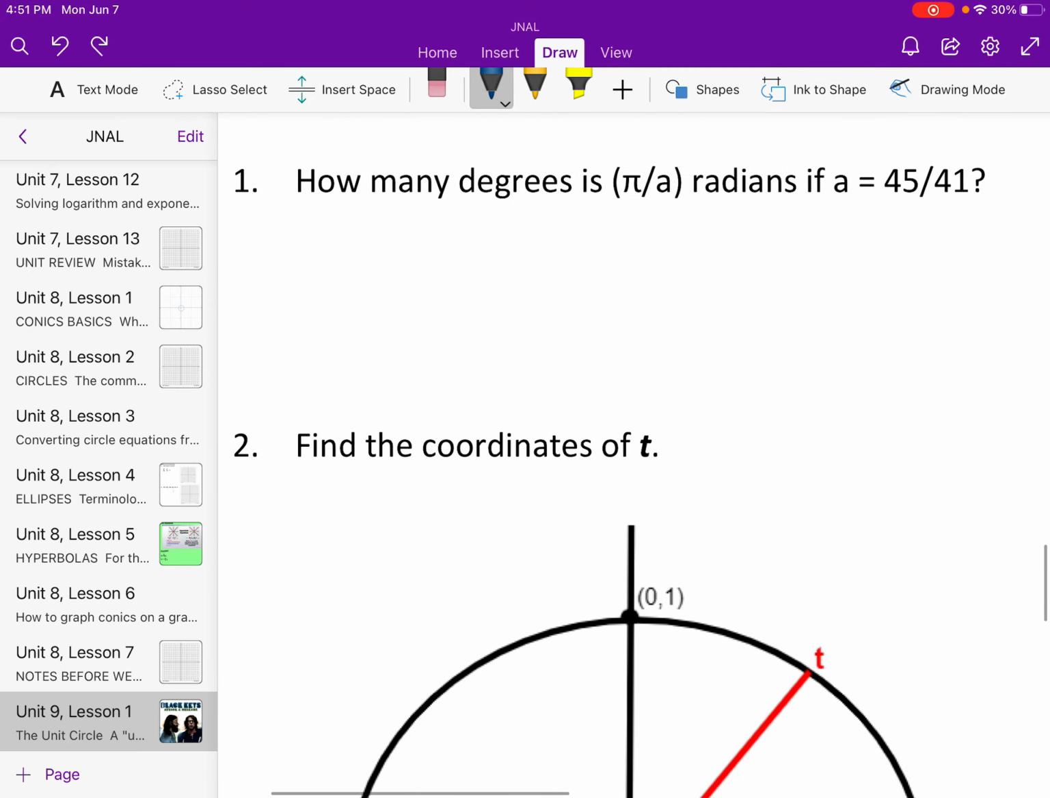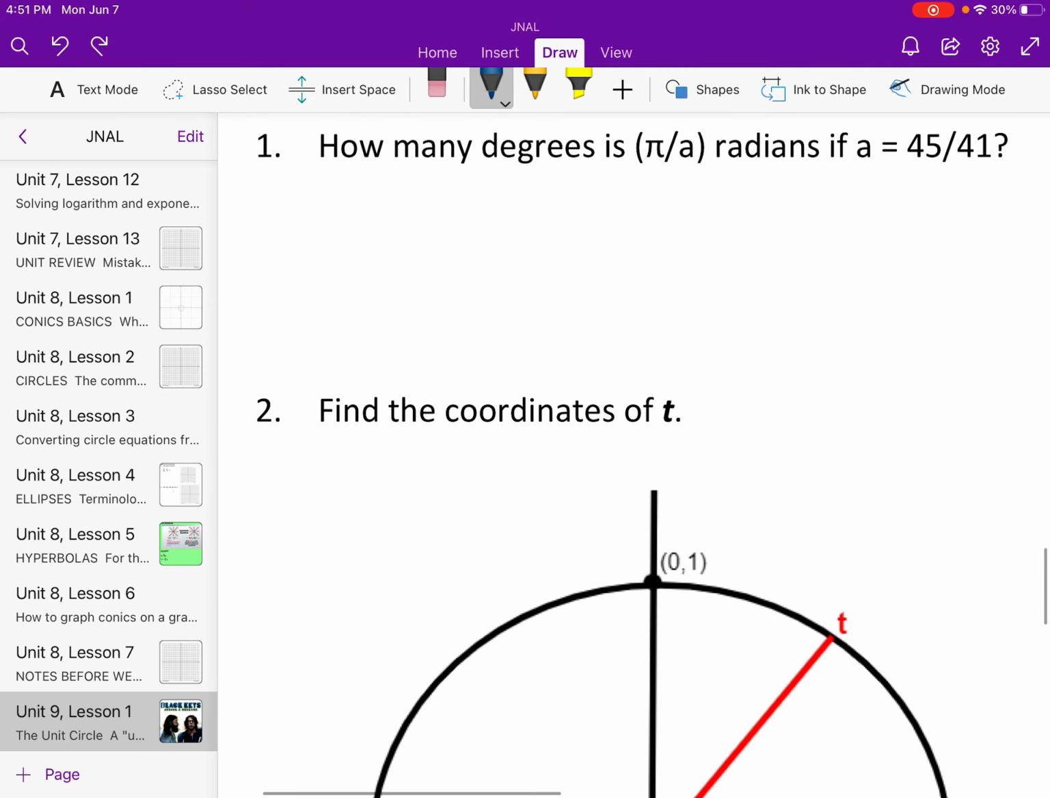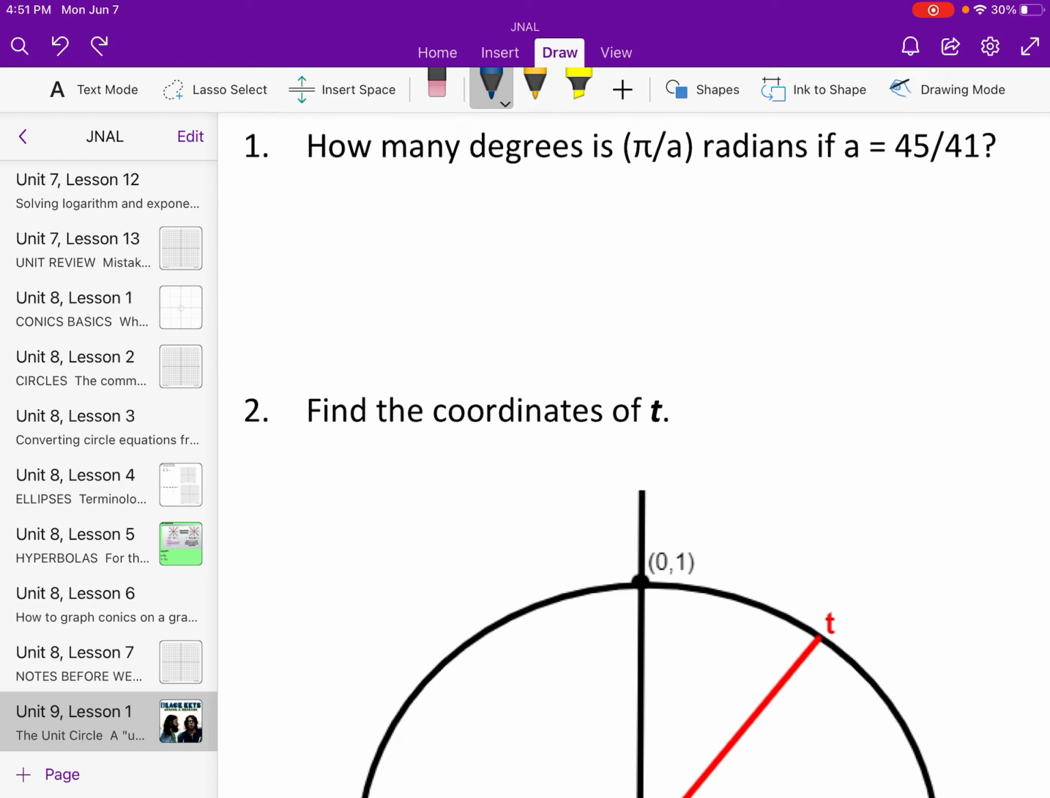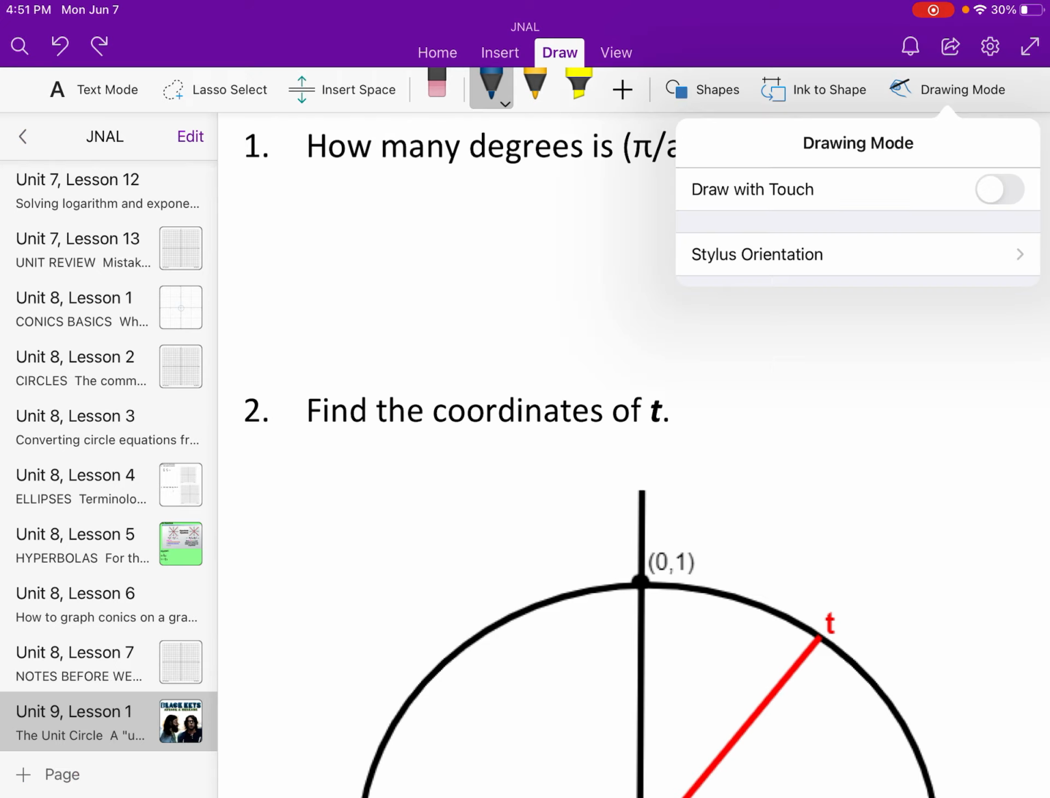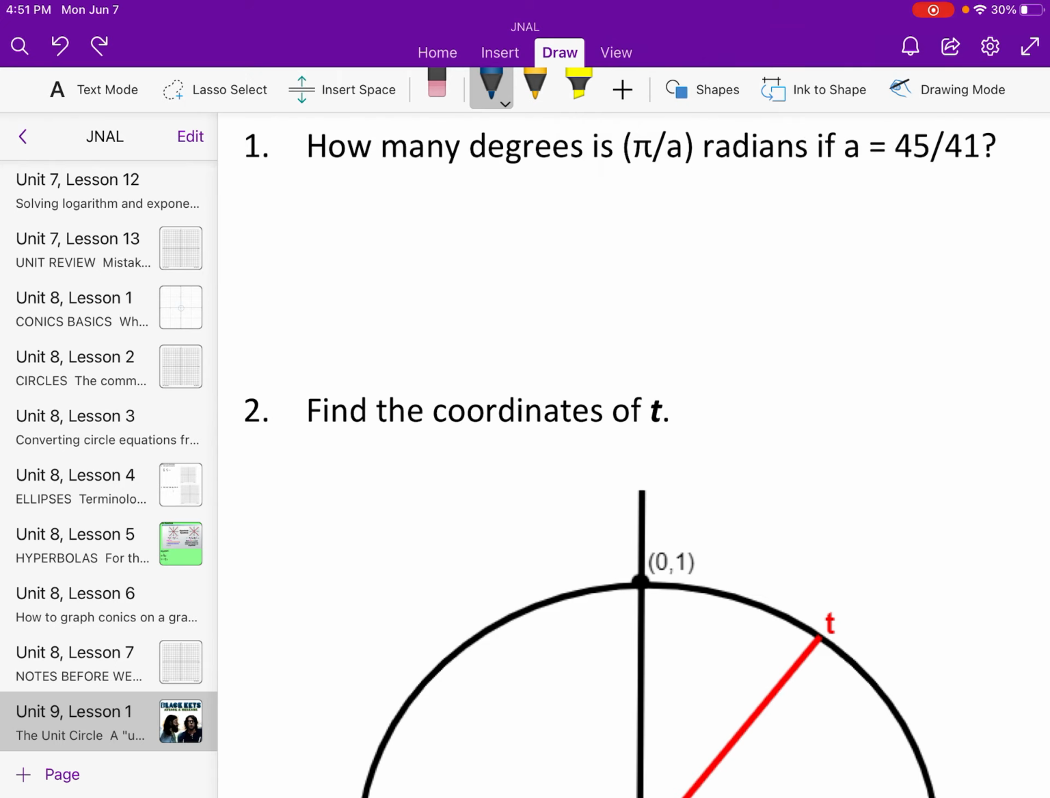Applying it. So let's see how we can apply this. How many degrees is pi divided by a radians if a equals 45 over 41? Now don't get confused by that. I just put that on the side because that's kind of a weird thing to put as a. So we need to figure out how many degrees this is. And we said that pi radians equals 180, so that's all we need to do.